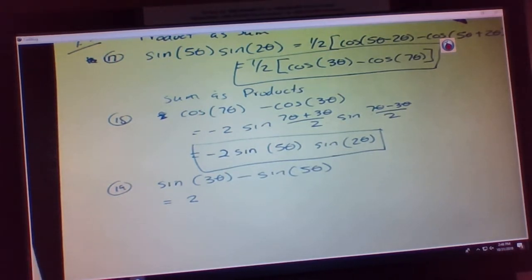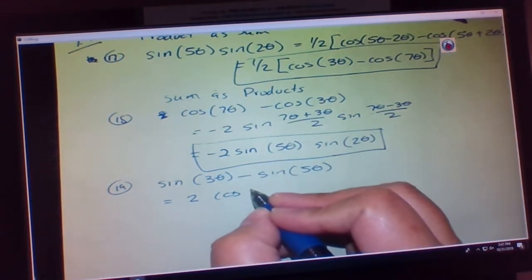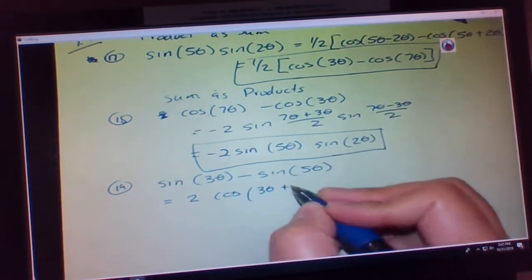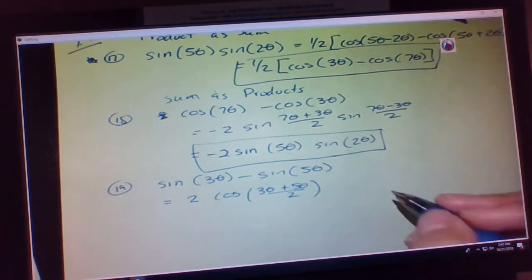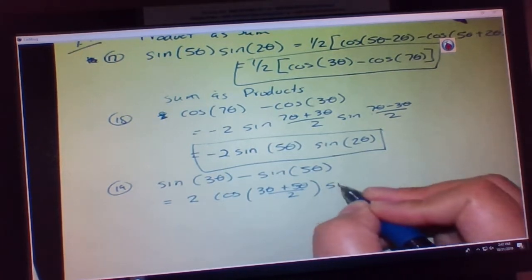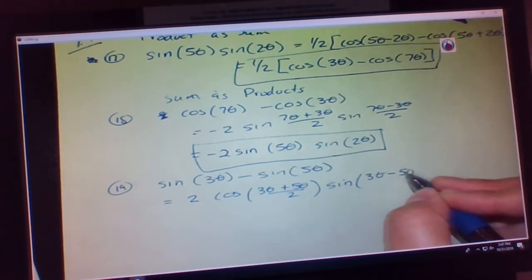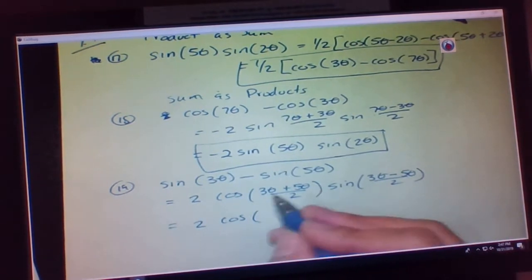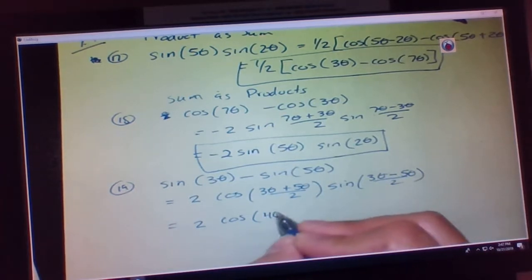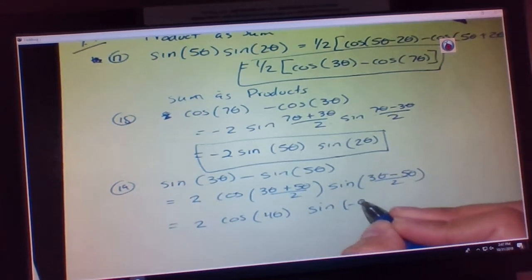No, it's right, sorry. So the first one we put is cosine of (3 plus 5) over 2. And then it is sine of (3 minus 5) over 2. So this becomes cosine of, that's 8 divided by 2, which is 4. And this is sine, that's a -2 over 2, which is a negative.